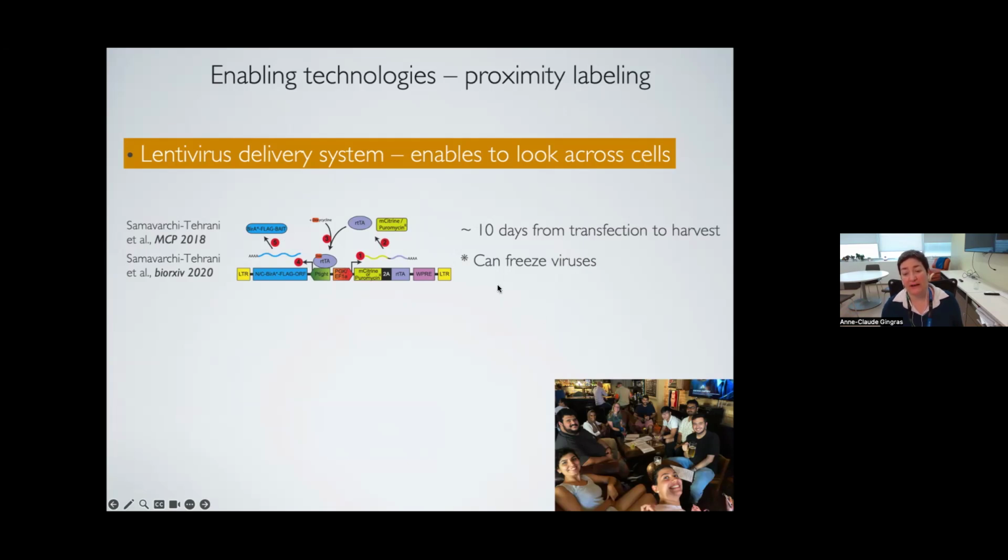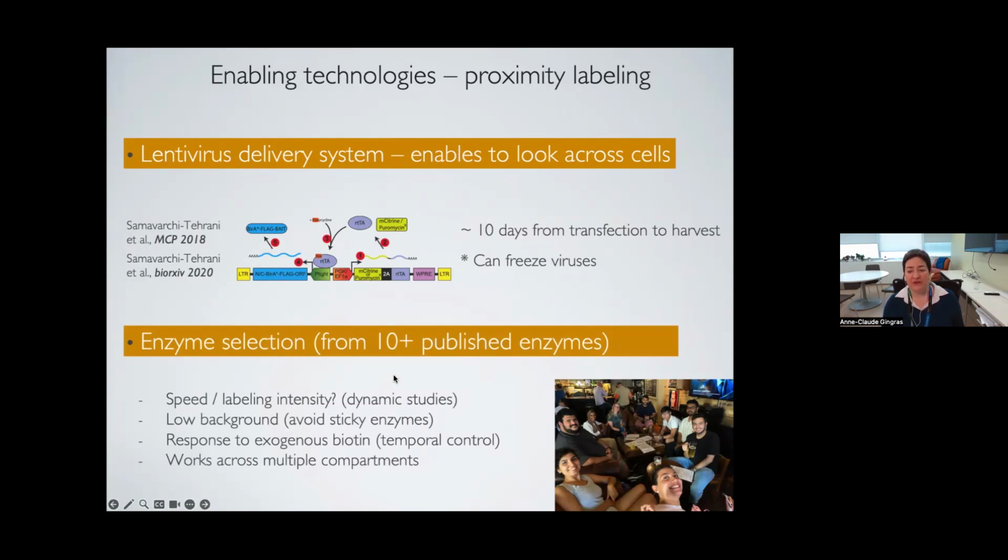And the basic idea too is we can now freeze those viruses. And the next question became, which enzyme should we use? If we move to CellMap V2, we know we want to go into dynamics, both a longer time frame and also short labeling time. So which enzyme is there, of which there are at least 10 that have been published, which is fast enough, which has a low enough background, which is able to respond really well to exogenous biotin and give us this early time point temporal control. But more importantly, can we have enzymes that work well across as many compartments as possible?